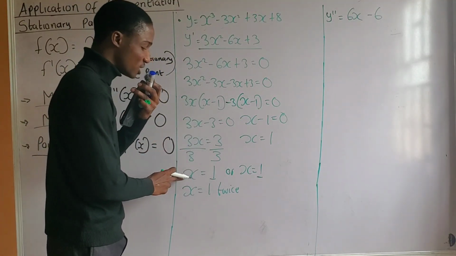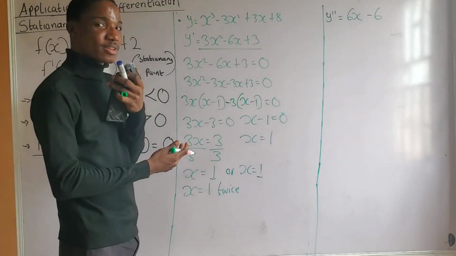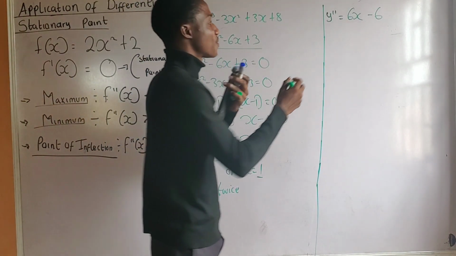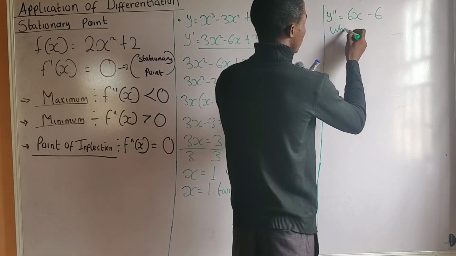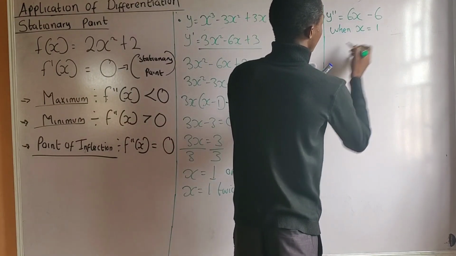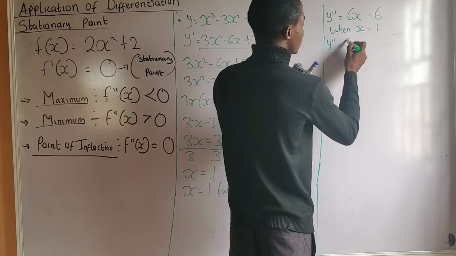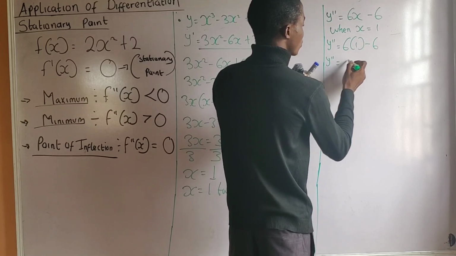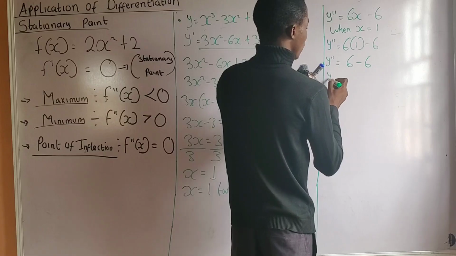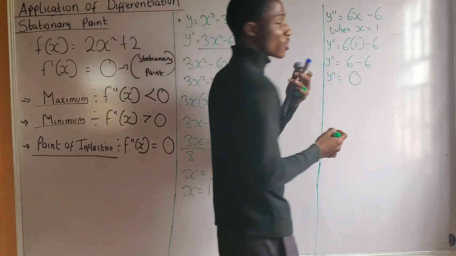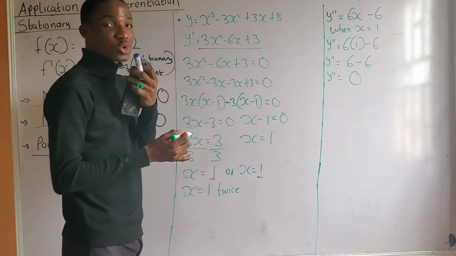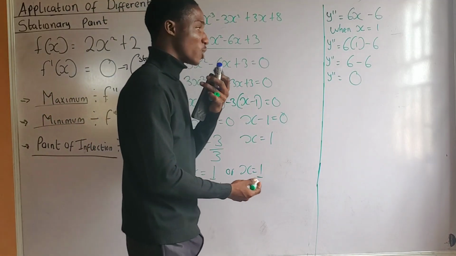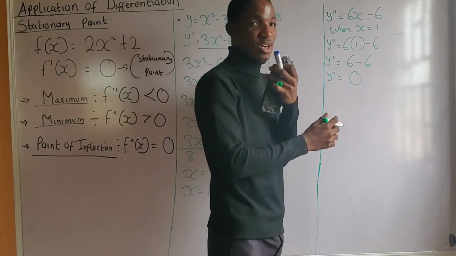Now, having differentiated the function twice, you have to go back to the values that you obtained as your stationary point, which is what? X equals 1 twice, okay? Then substitute each value. So, when x equals 1, the second derivative will be equal to 6 multiplied by 1 minus 6. The second derivative of y will be equal to 6 minus 6. The second derivative is what? 0. Now, because you know that for both values of x, what we have is 1, if you substitute the second value as well, you're going to have the second derivative as 0.